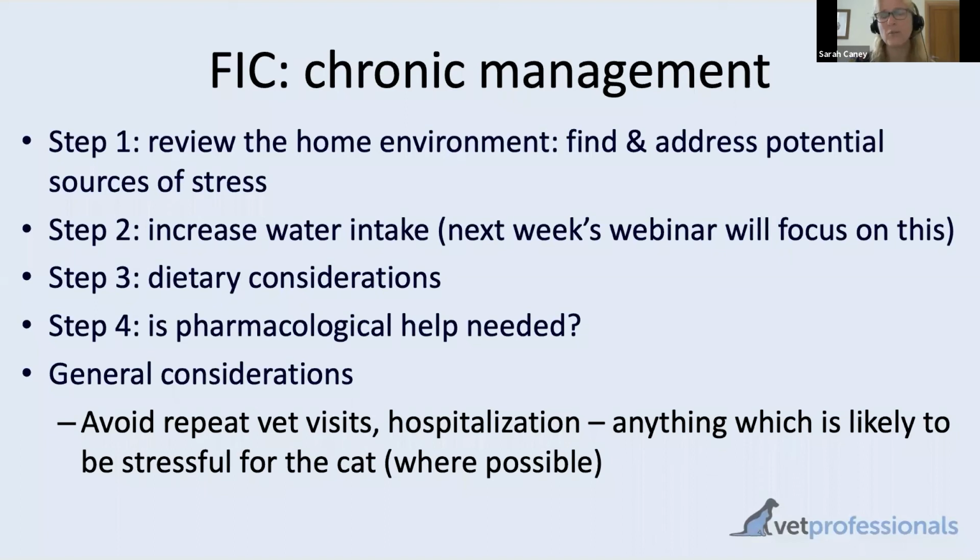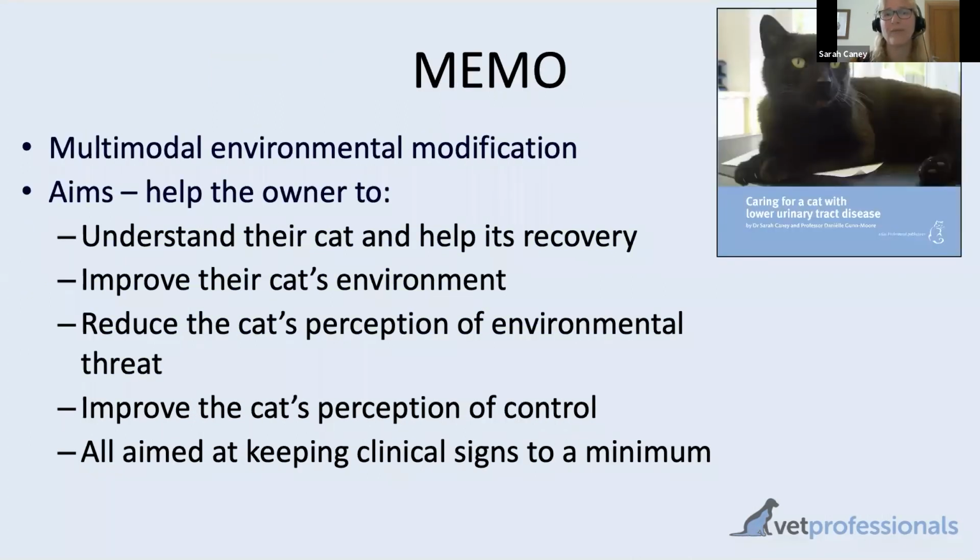And in general, the principle for these cases, from a stress perspective, is to minimize vet visits as well. So these are cases where I like to have close contact with the carer over the phone, over the internet, to discuss progress rather than wanting the cat to come into the clinic too often, because stress coming into a clinic could potentially precipitate an episode as well.